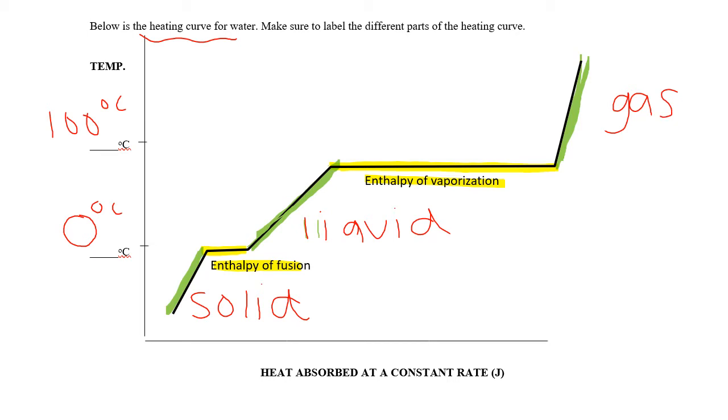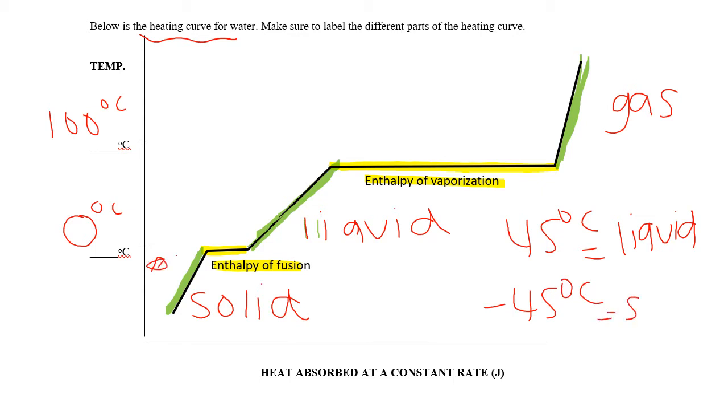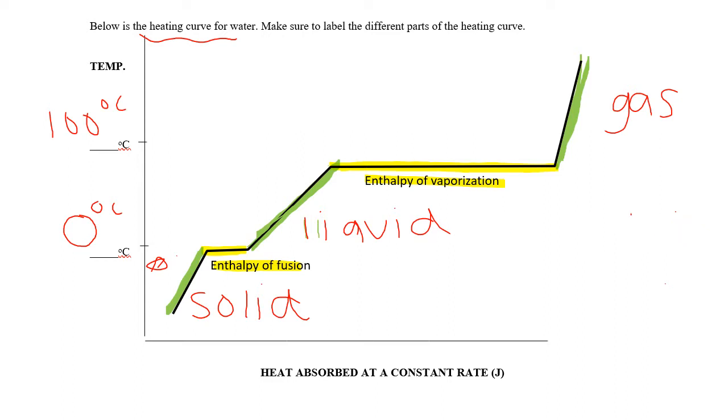So I said I had water at 45 degrees Celsius. You should know based off this heating curve, it's a liquid. If it was negative 45 degrees Celsius, that's below 0, it would be over here and it would be a solid. And something important that you should note on this heating curve is that this x-axis shows how heat is being absorbed. So as you continue to go right on this heating curve, more heat or more thermal energy is being added into the water, and that's how it is changing states of matter.